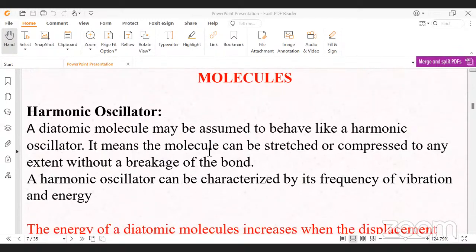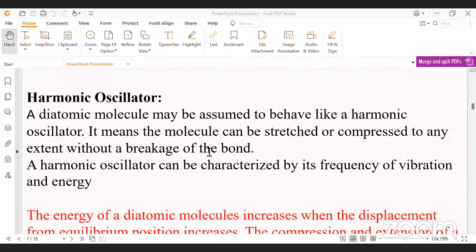We have two types of oscillation between the two atoms: harmonic oscillation and anharmonic oscillation. For example, a diatomic molecule may be assumed to be a harmonic oscillator. It means the molecule can be stretched or compressed to any extent without breakage of the bond. An anharmonic oscillation can be characterized by frequency of vibration and energy.